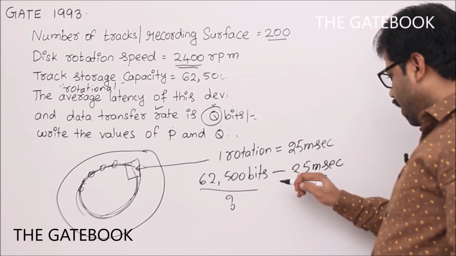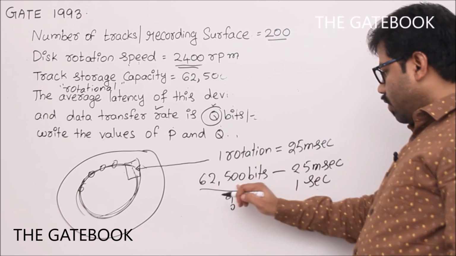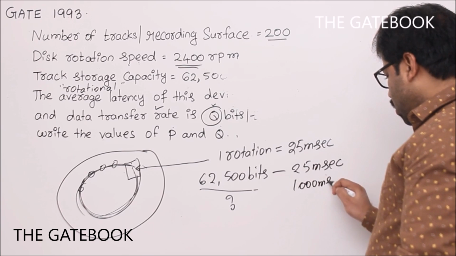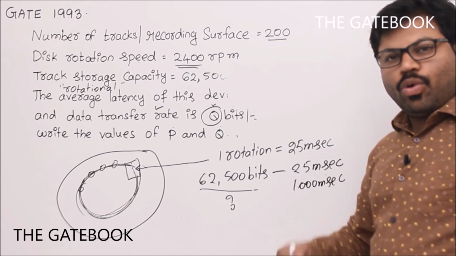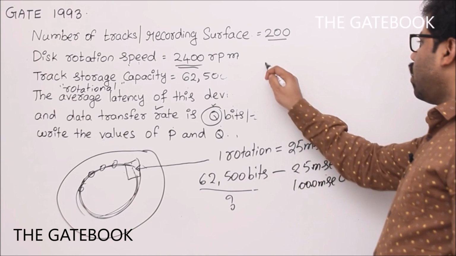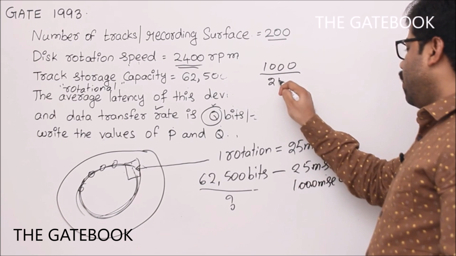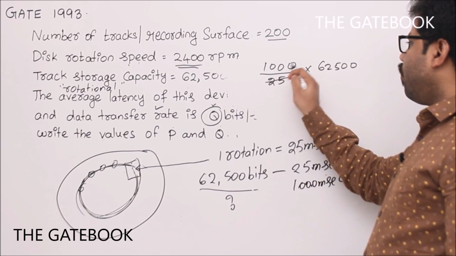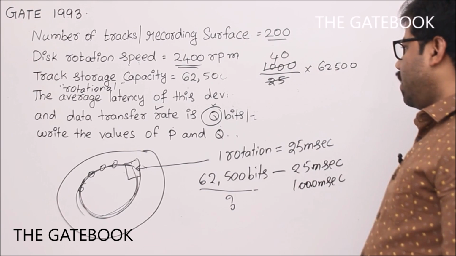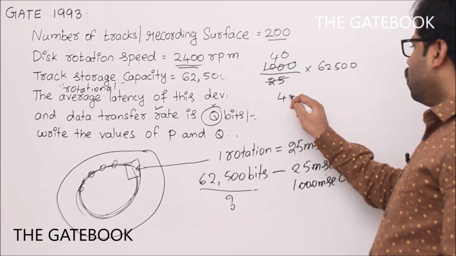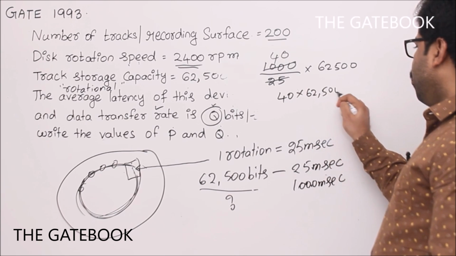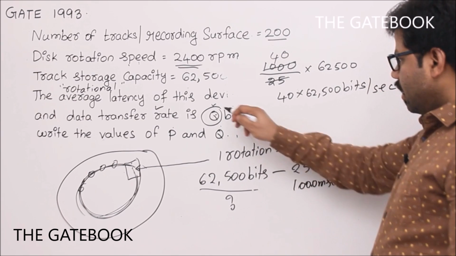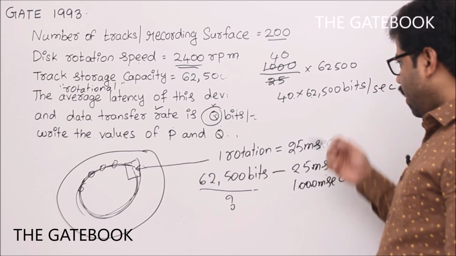Again, the same question: for 25 milliseconds, 62,500 bits, but I have 1 second, which means what? A bigger number, right? 1000 milliseconds. Within 1000 milliseconds, how many bits can you transfer? More. So in these two, which one is more? 1000. That's why 1000 will come on top, 25 will come on bottom, into 62,500 bits. Let us simplify it. 25 fours are 100, so it would be 40, right? So 40 into 62,500 bits per second. This is the speed. The question is also Q bits per second. Then Q is nothing but 40 into 62,500. You can simplify it.